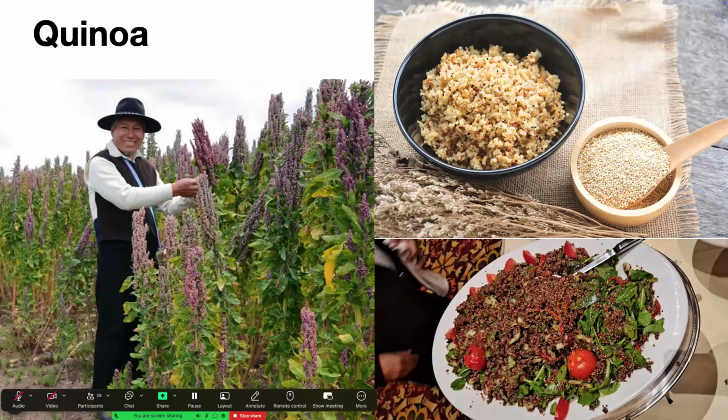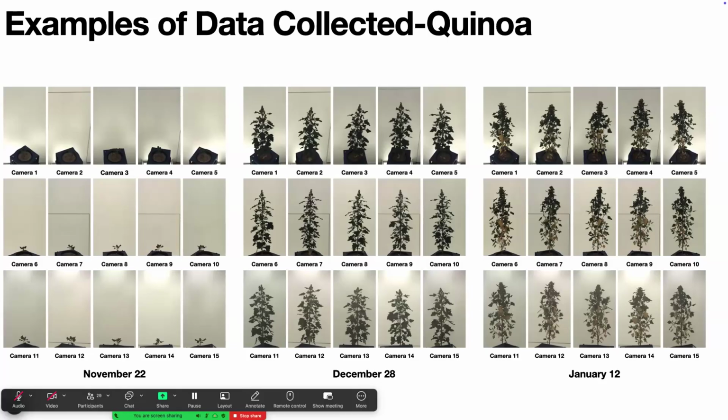The other subject that we've been looking at with them is quinoa. I think everyone's familiar with that. It's an ancient grain that was rediscovered and is very popular. Again, the hope is to insulate it against climate change. So again, this is what those cameras look like from the early stage on the far left to later stages on the right.